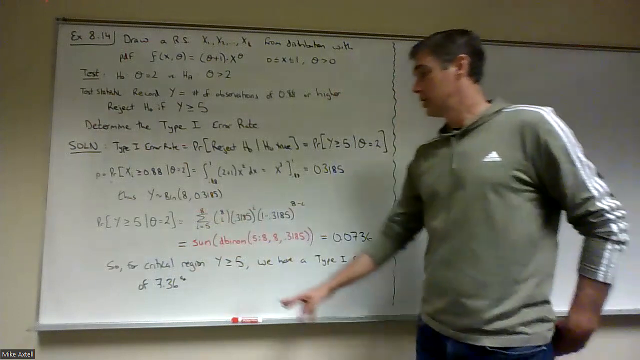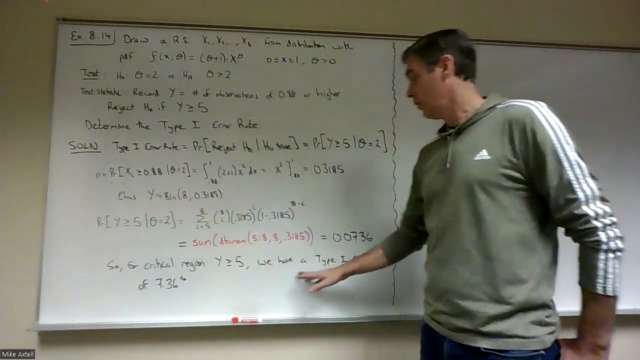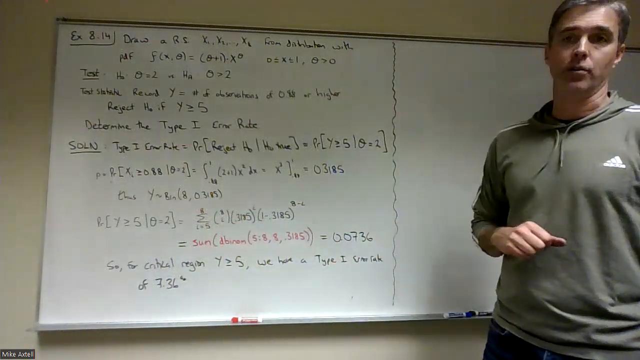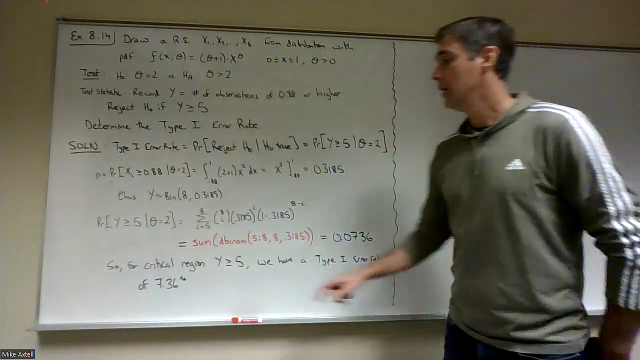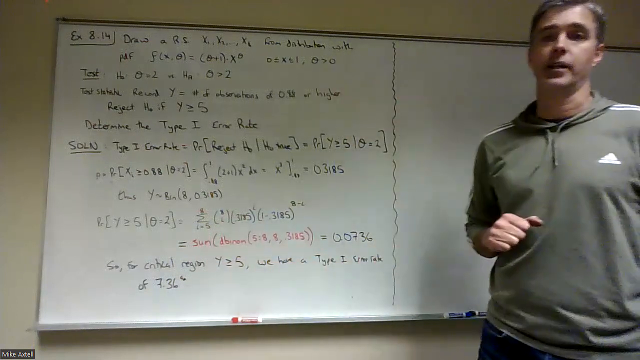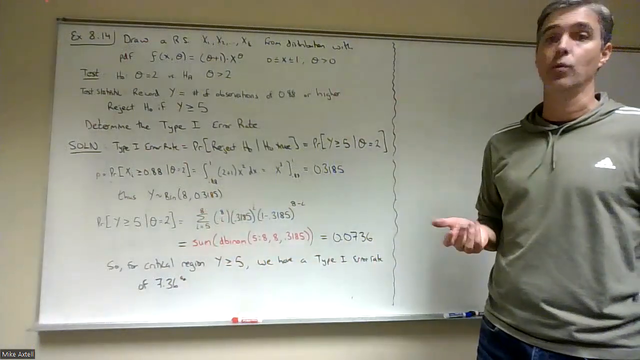So given a critical region of Y greater than or equal to 5, we have a type 1 error rate of 7.36%. So if that's the critical region you're going to stick with, you have to accept it 7.36% of the time. You're going to reject H0 when you shouldn't have.